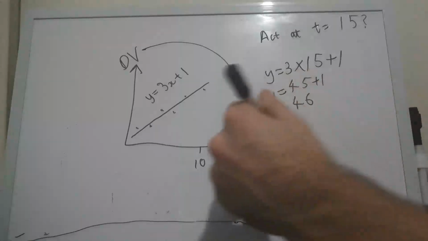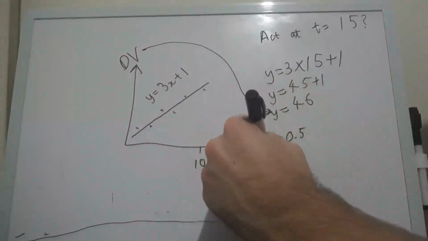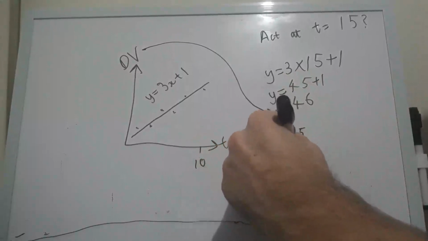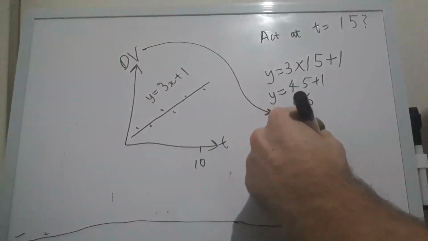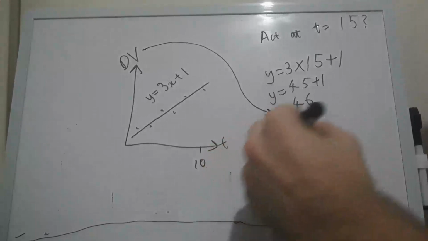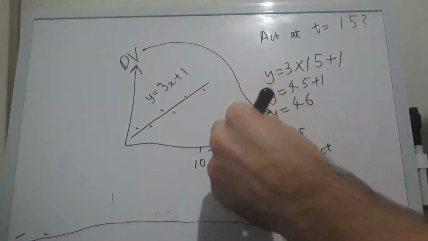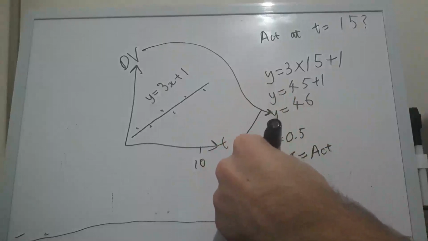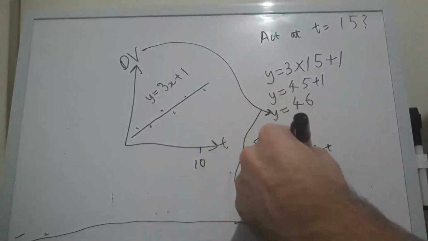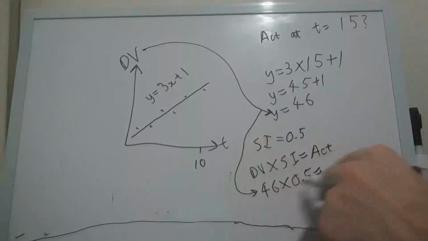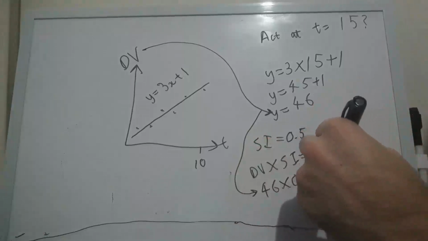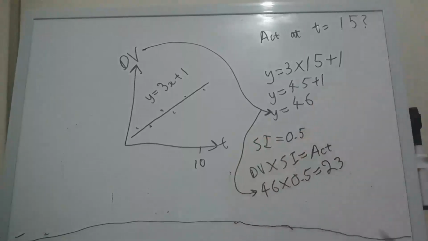You would then take your deseasonalised value times your seasonal index to equal your actual value. Deseasonalised value is y, so that's 46 times 0.5, which is basically just halving it, which will give you 23. So 23 would be your actual value at t equals 15. Alrighty then.